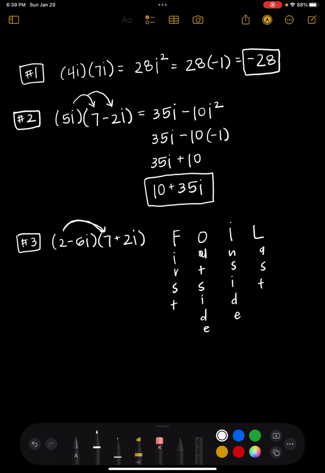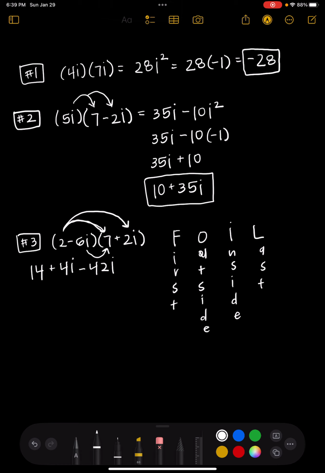Which means the first ones, we're going to multiply the first two numbers together, which are the 2 and the 7. So 2 times 7 gives me 14. There's no imaginary parts on there. We're good there. Now we're going to do the O in the FOIL, which means that it's outside. So we're going to do the two outside numbers, which are the 2 and then the 2i. So 2 times 2i would give me 4i. Now we're going to do the I in the FOIL, which is inside. So we're going to do the two inside numbers. So -6i times 7. So -6 times 7 gives me a -42, and then i, because the 6 has an i on it.